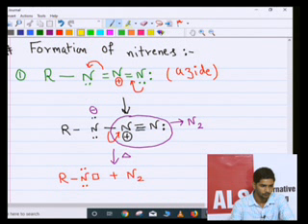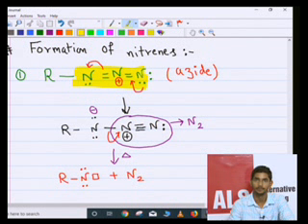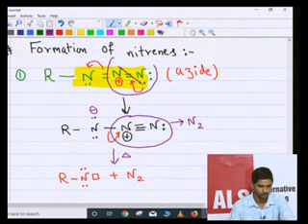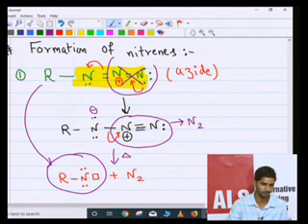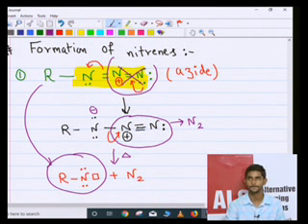Whenever this pattern comes, and you heat the compound, you have to do only one thing. Remove this N2 and just write this one. That's it. This is ultimately the way to write the answer. You have to think about it. That's how you can write the answer.